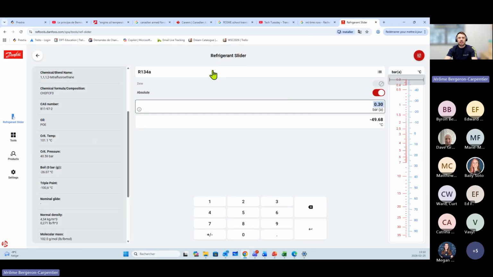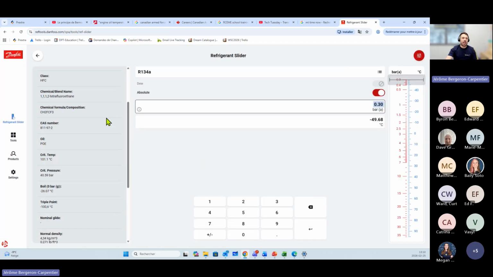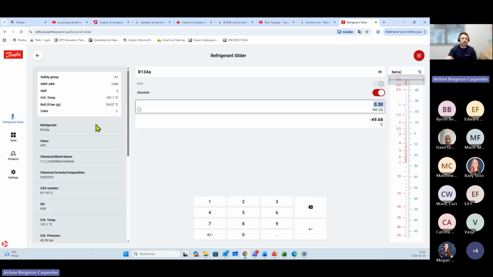There we go. So you can basically choose from any gas that is in your system. So in that case, we're going to use the R134A, and you're going to have all the specs related to that gas, right? But you can also use the slider here. So depending on the pressure that you're going to read on the low side and the high side, you can basically have quick access to the boiling point or the condensing point of the refrigerant.